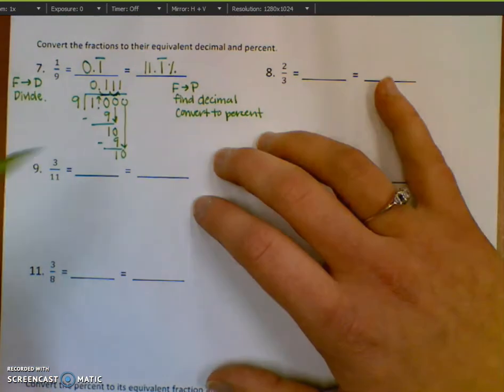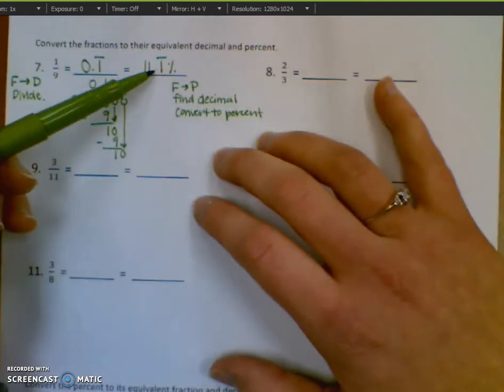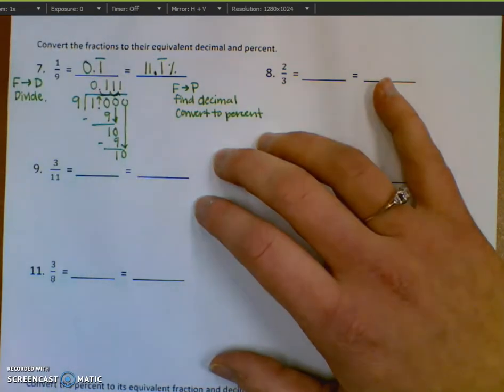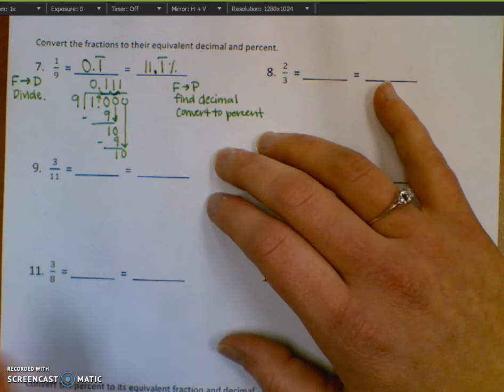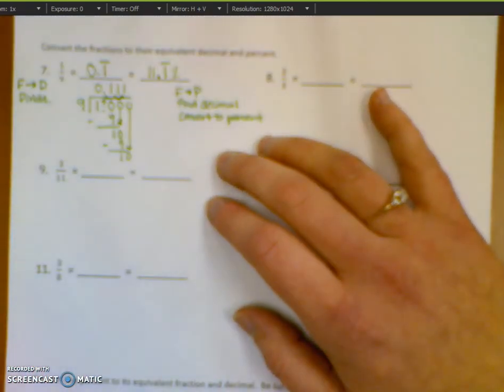Again, because this is a repeating decimal here, this 1 after the decimal point in the percentage is also going to go on and on forever. So I put the little repeating bar above it to show that it's 11 and 1/10 repeating percent. 11.111111 on and on forever with my percent sign.